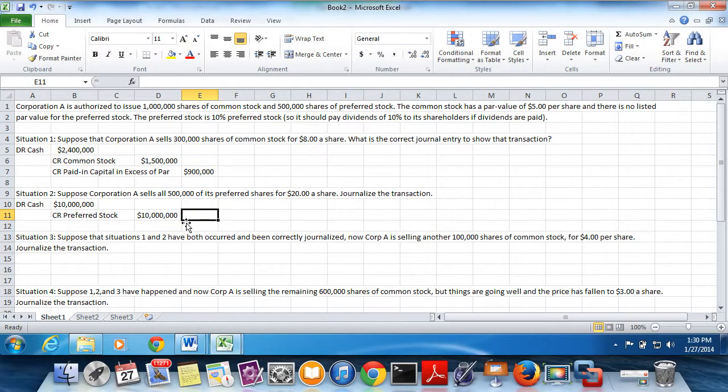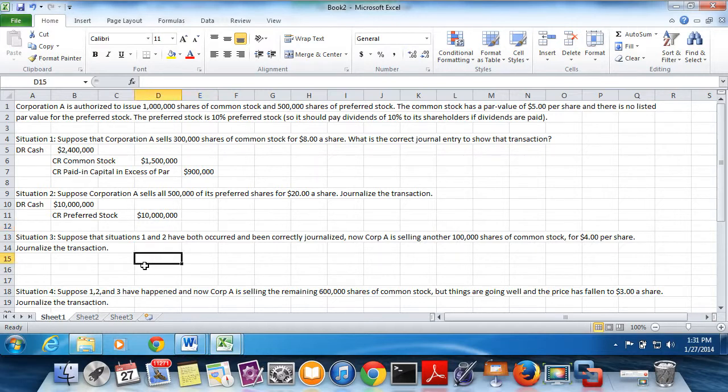Now, since there was no listed stated value or par value for that preferred stock, we didn't have to do the same thing that we did up here, where we just did the par value and then had another account for capital in excess of par. Without any par value or stated value, we're able to just put the entire amount we were paid into the preferred stock account. Okay, so that one's pretty easy.